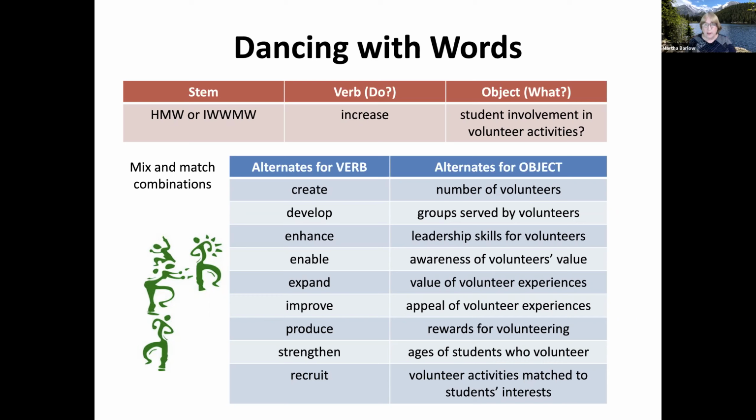Once you get a pretty good list for the verb and another list for the object, then you can mix and match these. Let's say strengthen leadership skills for volunteers, or expand the ages of students who volunteer, or expand just the number of volunteers. So you can mix and match a lot of these, and then you can look at these that are all around the same basic area of concern and think which one really communicates the action goal that we want to accomplish with our project.